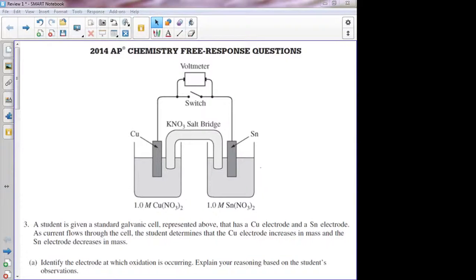All right, we ready? Let's go ahead and get started. 2014 AP Chemistry Free Response question. Electrochemistry. I know, I'm excited. I like electrochem. This is your least favorite? Is electrochem? All right.